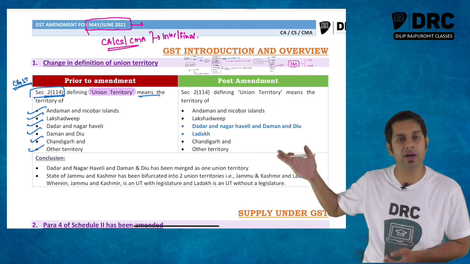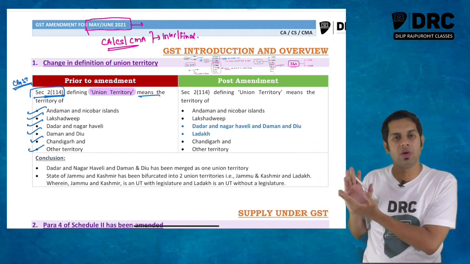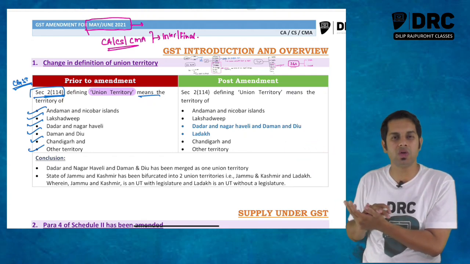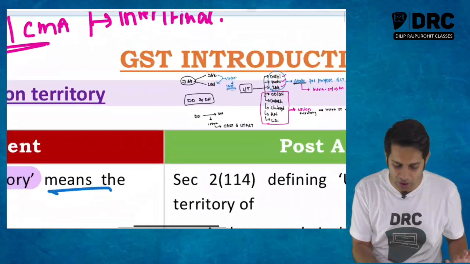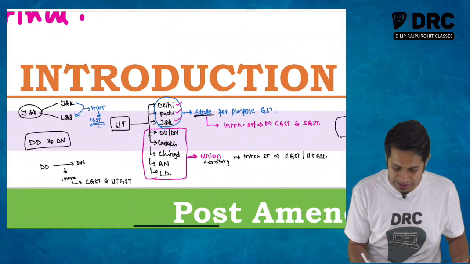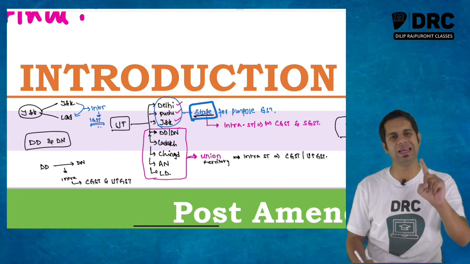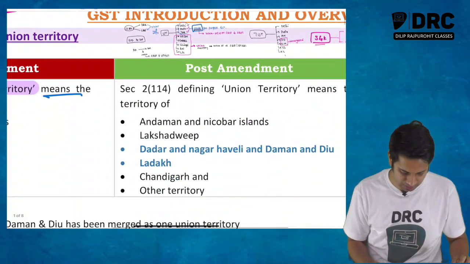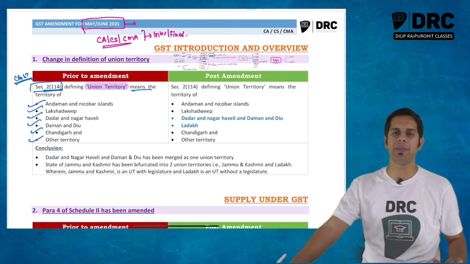Sir, Delhi is not there, Jammu and Kashmir is not there, Puducherry is not there. They are also union territories, correct. But this is as per GST law. In GST law, these three places are treated as state: Delhi, Puducherry and Jammu and Kashmir. Now this definition has been amended.